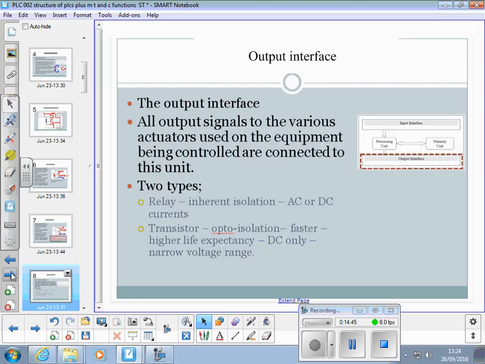Okay, they provide inherent isolation from the internal workings of the PLC. Transistors have opto isolation, similar to the inputs, in the opposite direction. They're much faster. High life expectancy because they don't have any moving parts. But DC only, and a limited voltage range, which is detailed on the next page.